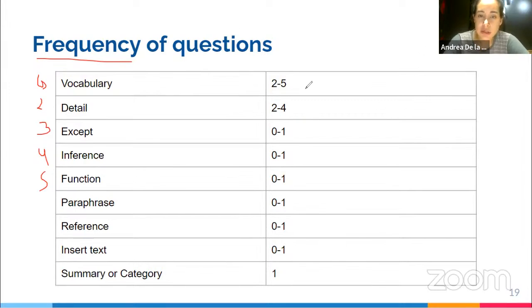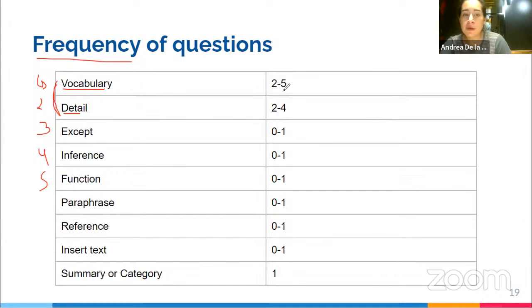So as you can see on this chart, some questions are more frequent than others. For example, vocabulary and detail questions are the most frequent ones. You're going to have more vocabulary questions than you do except or inference or function. You can have from 2 to 5 vocabulary questions, for example, in one passage.